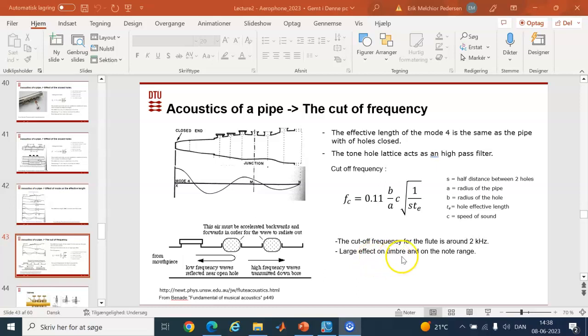Large effects on timbre and on the note range. From the mouthpiece, the air must be accelerated backwards and forwards in order for the wave to radiate out. Low frequency waves are reflected near the open holes. High frequency waves are transmitted down the bore.